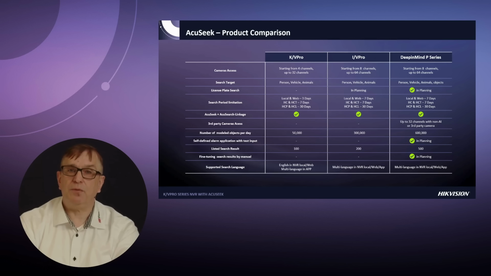Finally, the number of model objects per day. The VPRO is positioned as an entry-level solution, supporting up to 50,000 modelled objects per day. The VPRO, as a mid-level solution, supports up to 300,000 objects per day. For large-scale or complex projects, the Deep in Mind P series supports up to 600,000 objects per day. Instead of memorizing every detail, think of this table as a reference tool, something that helps you make confident, well-informed recommendations rather than a checklist you need to remember.